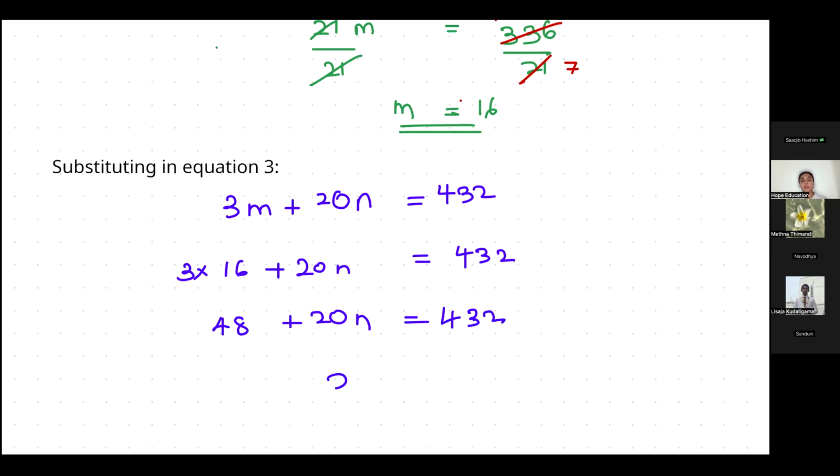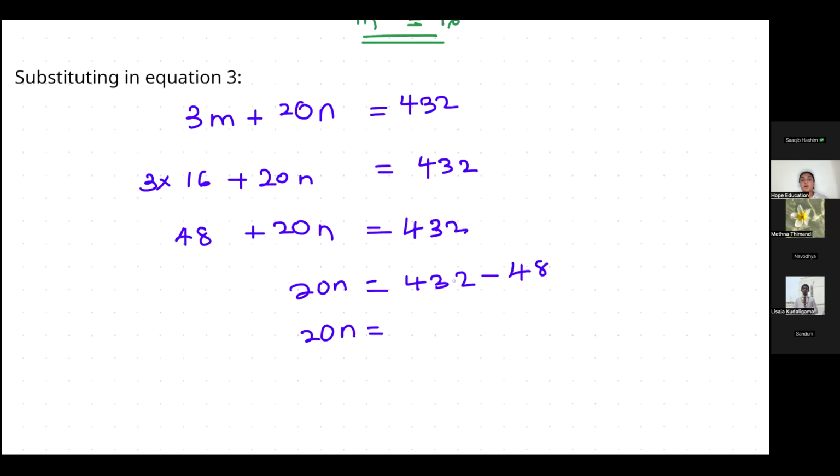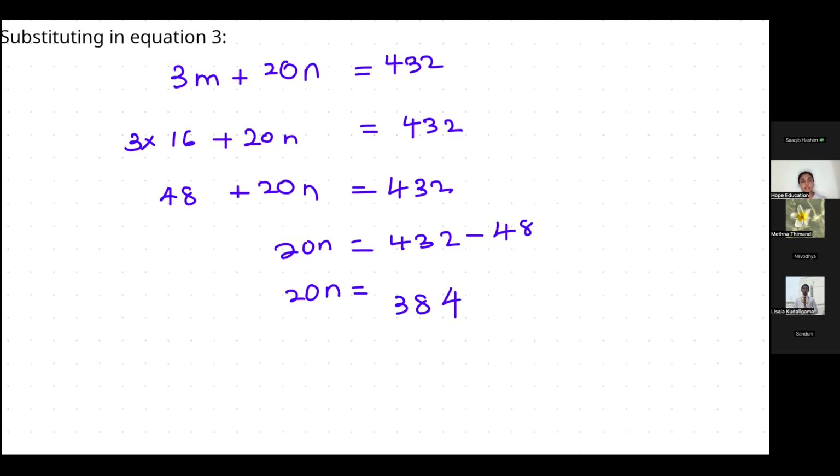20n equals 432. The 48 on the other side becomes minus, right? So 20n equals 432 minus 48, which is 384, we get, right? So then we divide both sides by 20. Okay, so we get n equals 384 divided by 20, we get 19.2.